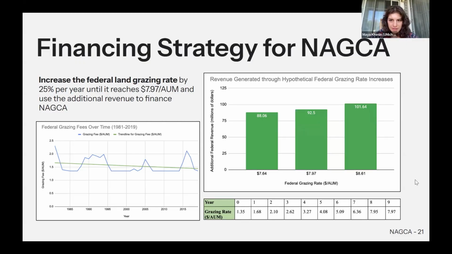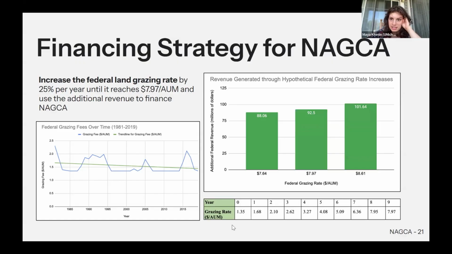So in this graph, there are a few rate increase scenarios. The $7.64 was suggested by the Center for Biological Diversity and a coalition of other conservation groups, and they actually took the federal government to court over this. It was not successful, but it shows that there are a lot of people dedicated to increasing this federal grazing rate. The $7.97 fee is what would be required to completely finance NAGCA, and then the $8.61 is, as I mentioned earlier, the initial grazing fee was $2.31 in 1981. So if inflation were taken into account, $8.61 is what it would be today.